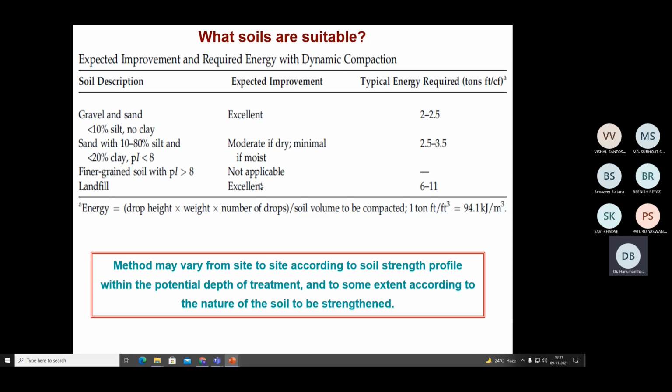Landfills: excellent, and the amount of energy required is 6 to 11 ton. Now one particular thing you can notice from this table is that as the fines content in the soil increases, the amount of energy required also increases. This is what you need to understand. Fills means more heterogeneous and fine-grained materials, so more energy is required. You can also calculate energy using this simple formula.